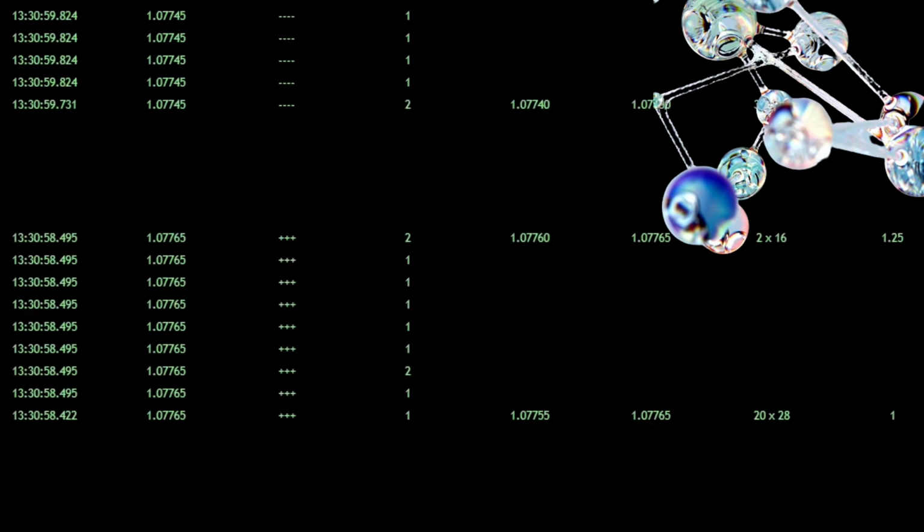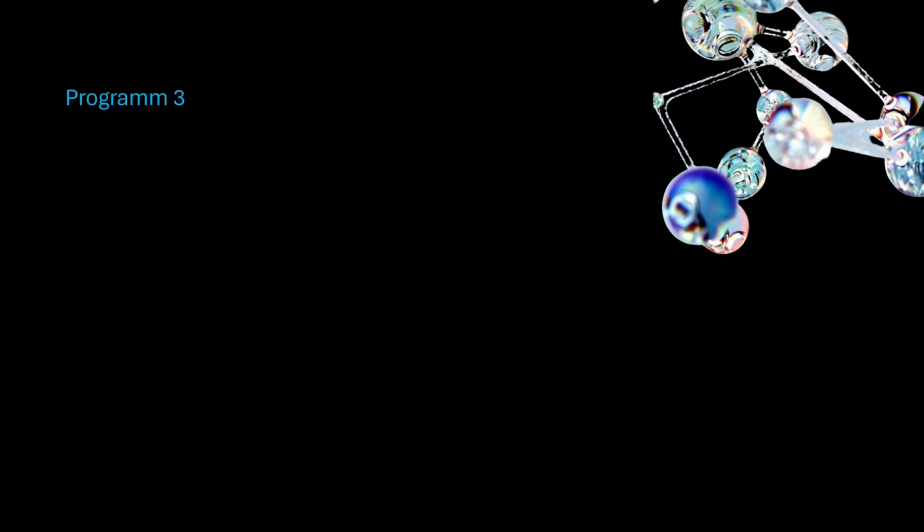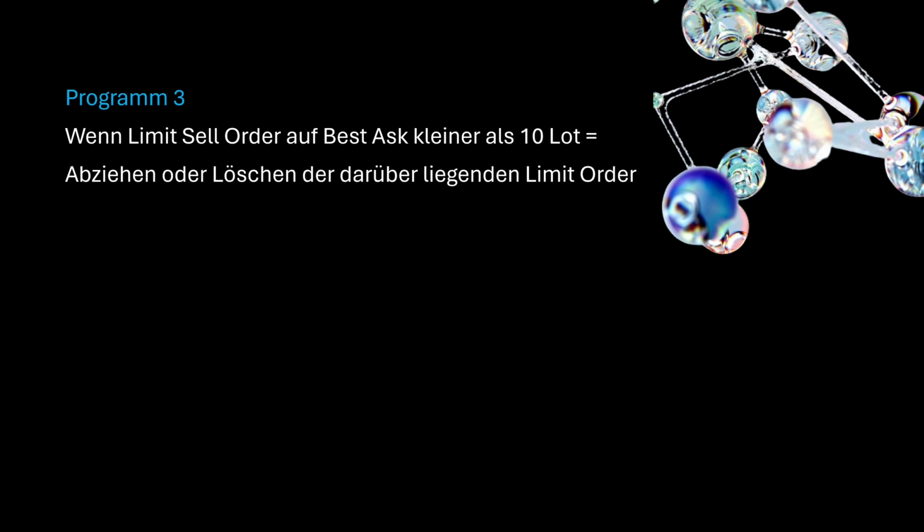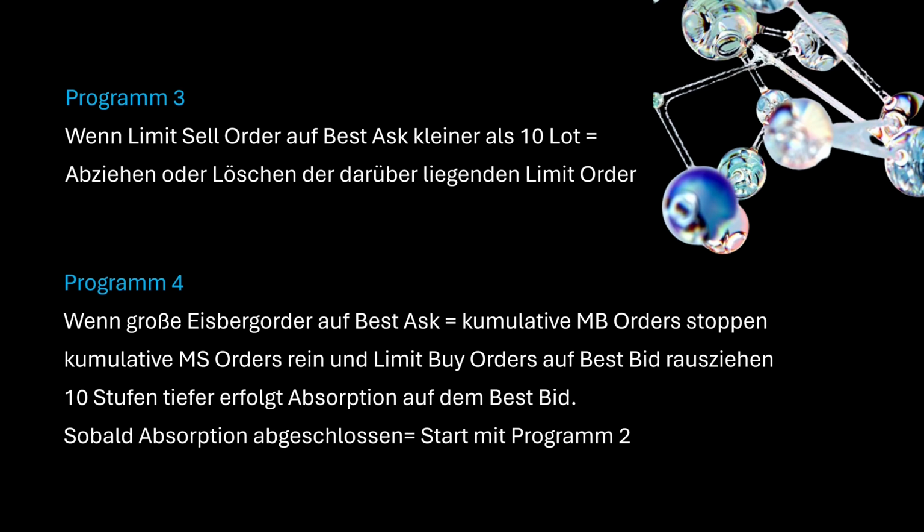As soon as the stops run out, market buy orders are pushed into the market again. In order to invest as little money as possible and still push the market upwards, limit sell orders that the big players previously filled must be withdrawn from the market. As soon as the limit sell orders on the best ask page are smaller than 10 lots, the limit orders above are deducted. This means that the market does not see that larger limits are being deleted.